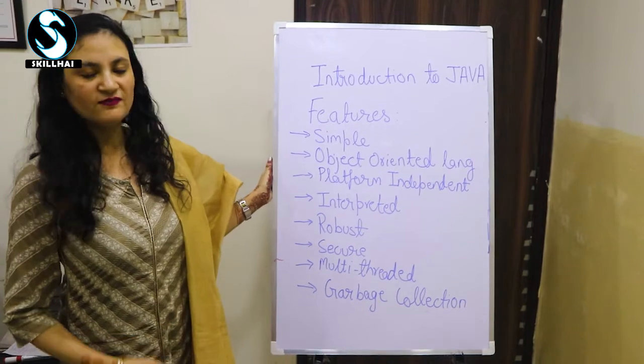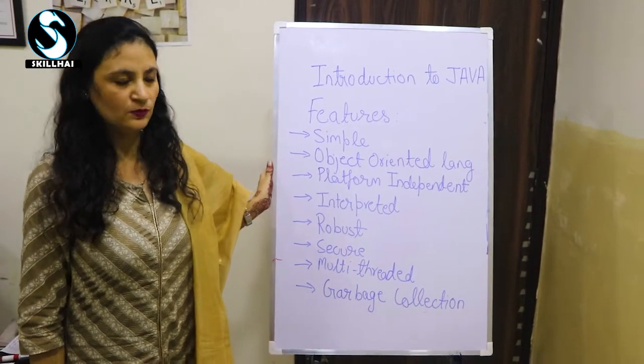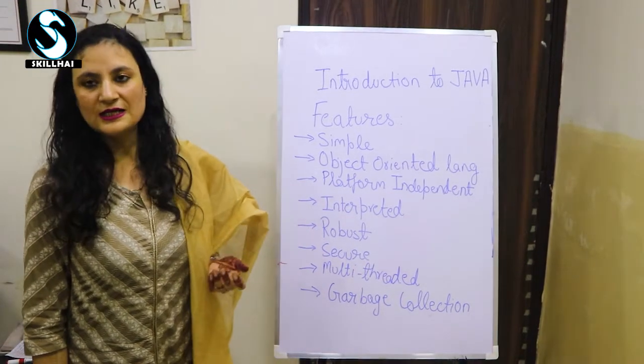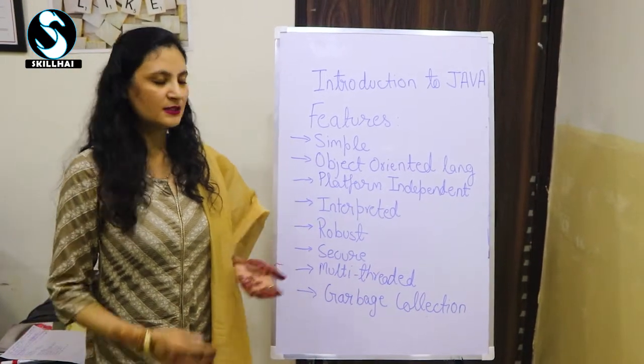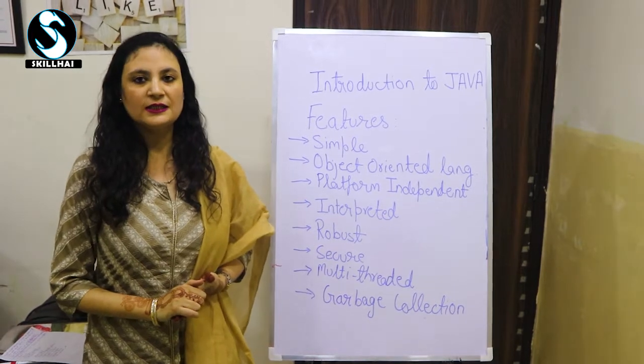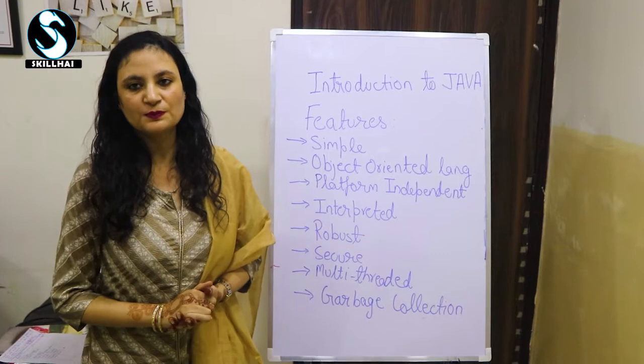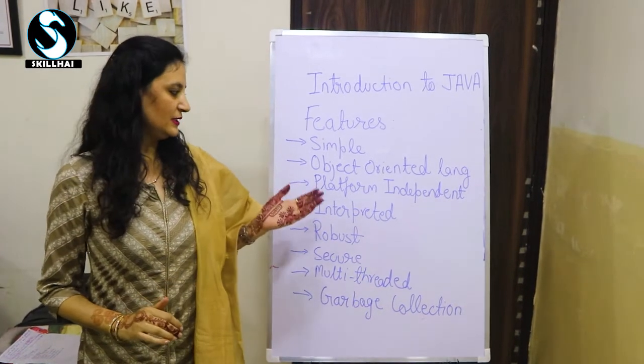And next, Java is an object-oriented language. That is, it uses the concept of class and object, which we can discuss later. It's a wide concept and needs a lot of explanation, so we'll discuss it later.